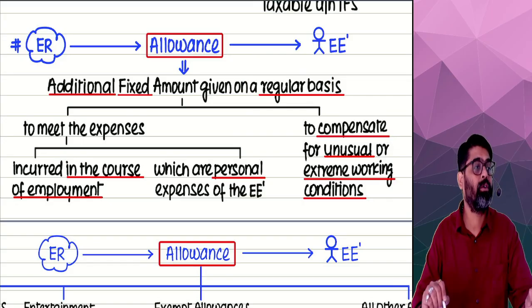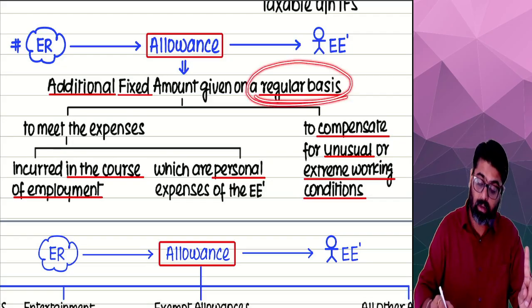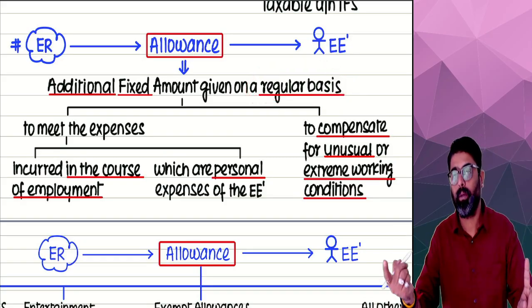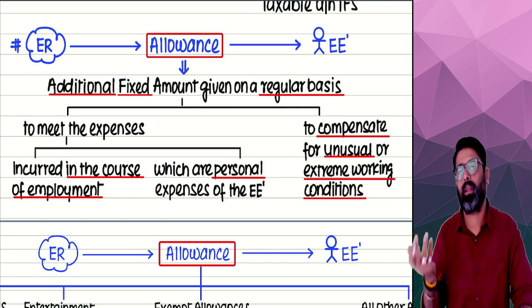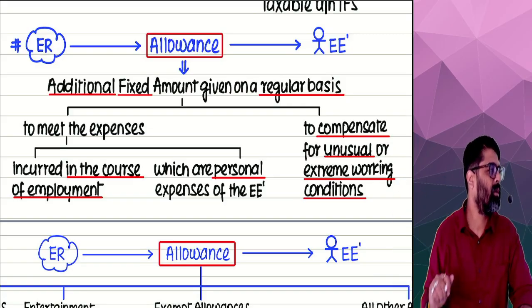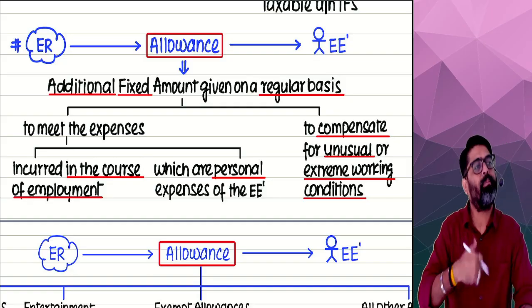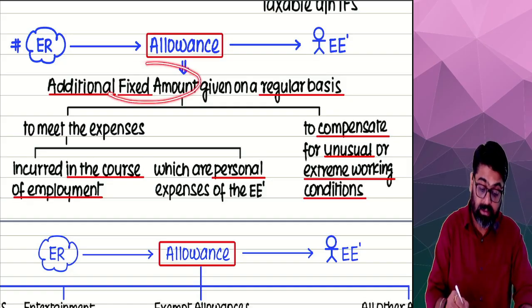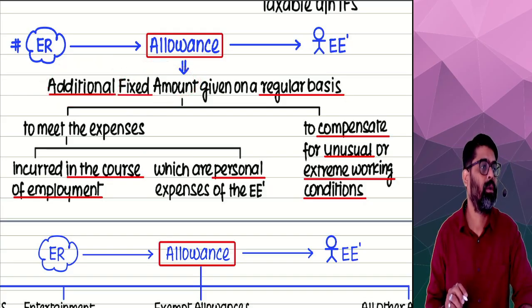First of all, the amount has to be fixed. It will not change month on month. And that will be given on a month on month basis. Every month. It is not that this month I have given you, next month I will not give, and again 2 months I will give, and then 3 months I will not give. Every month on a regular basis, I am paying you some fixed amount in addition to your salary.